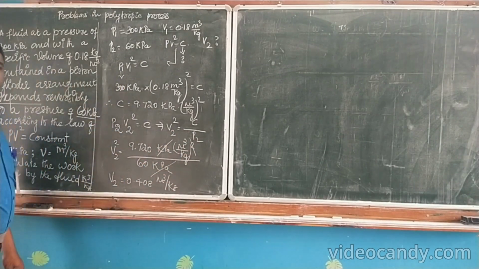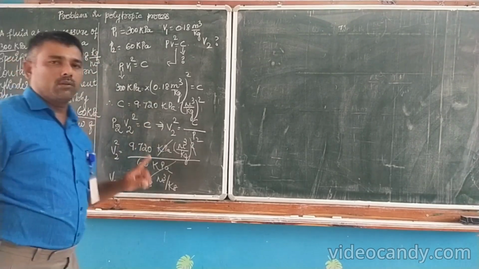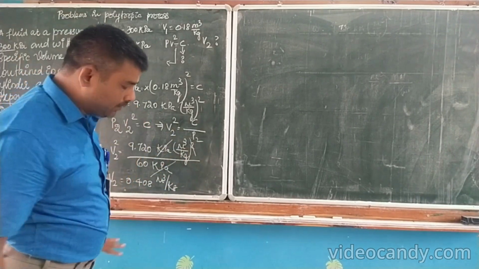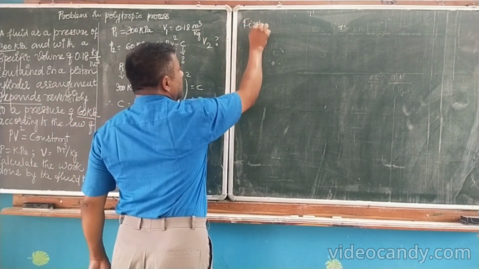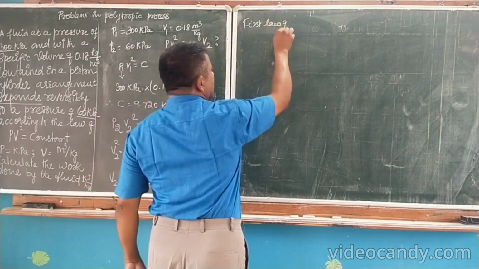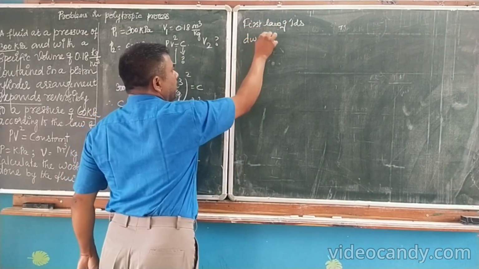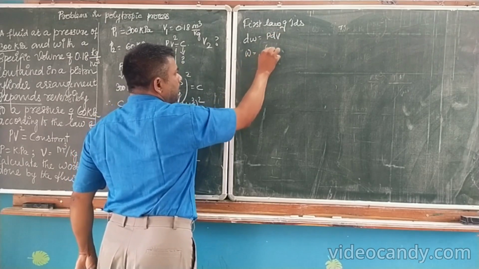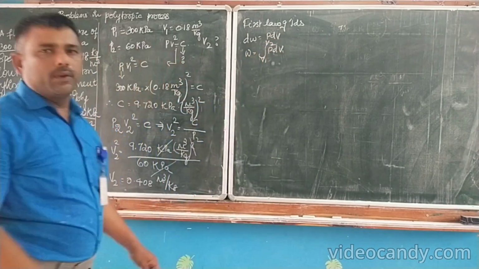Now entire information is ready. C is ready. Final volume V2 is ready. Now I am going to solve the problem in order to estimate the amount of work done by the fluid during this expansion process. According to first law of thermodynamics, dW is equal to P into dV. You can write W is equal to integral P dV, with limit V1 to V2.